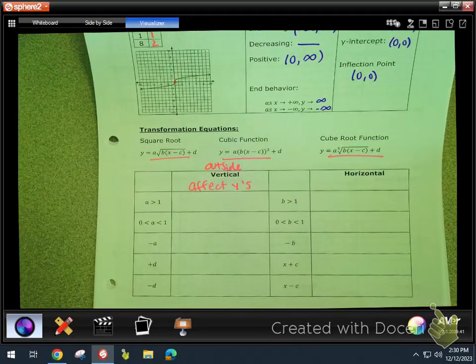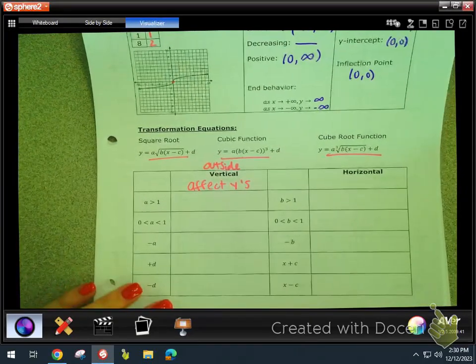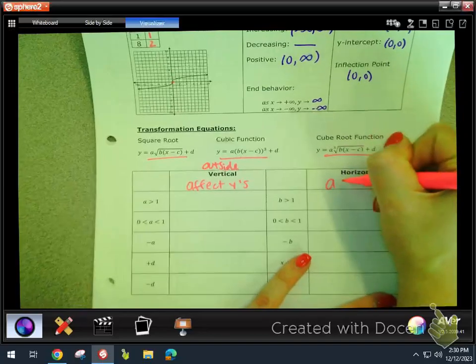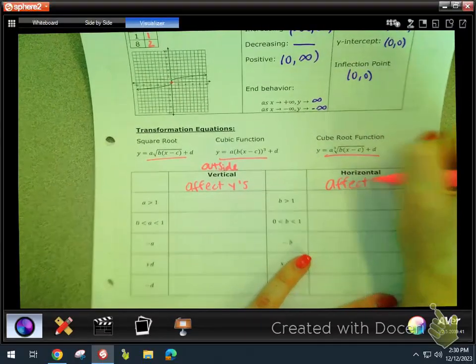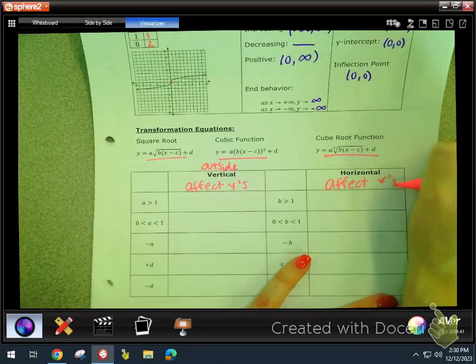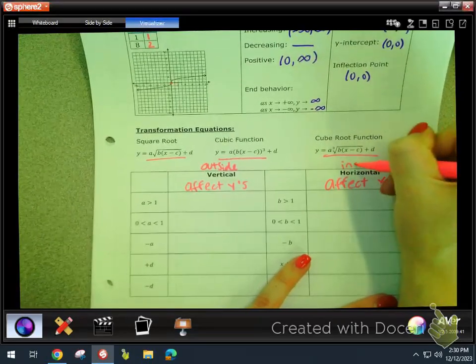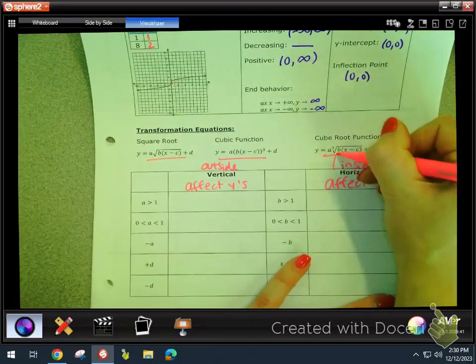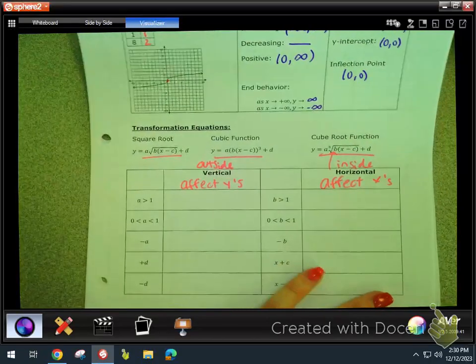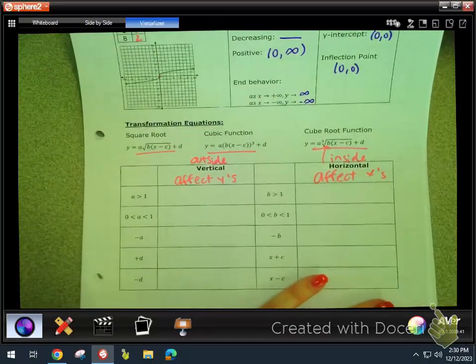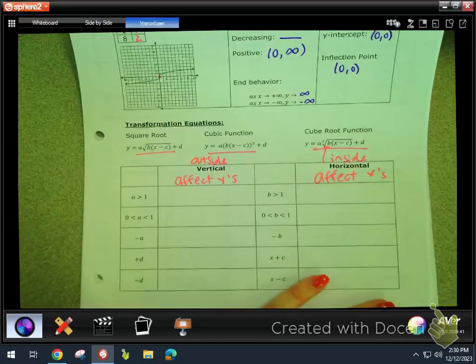Not necessarily intercepts, but in these forms, you won't be able to see the y-intercepts. But you are going to be able to see that inflection point, starting point. Does horizontal affect the axis then? Yes. And those have to be on the inside. And then remember, the b value always has to be factored out, which I put on the little warm-up. So I'm going to choose ones that make you do that in your notes.